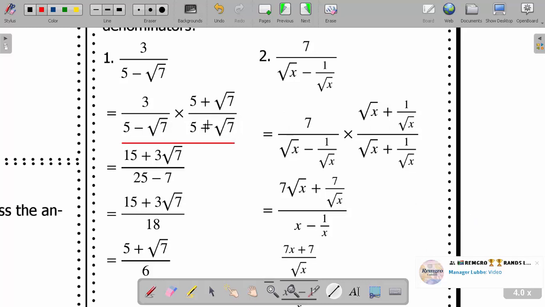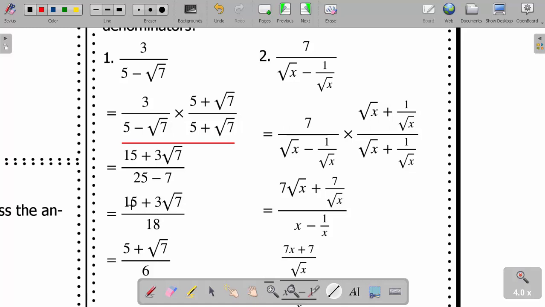So then for that matter, I'm going to distribute this 3 with this one here. It's going to be 3 times 5, which is 15, and then 3 times root 7, which is 3 root 7. Now, because this is the difference of 2 squares, it becomes 5 squared minus root 7 squared, which gives me 25 minus 7. So I'm going to have my answer as 15 plus 3 root 7 over 18, okay?